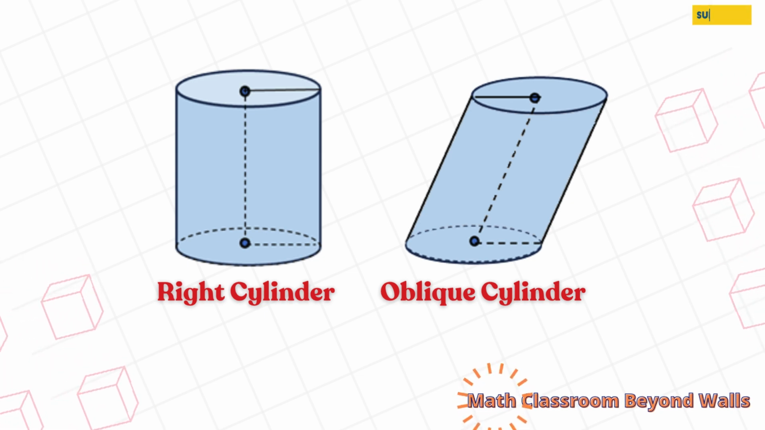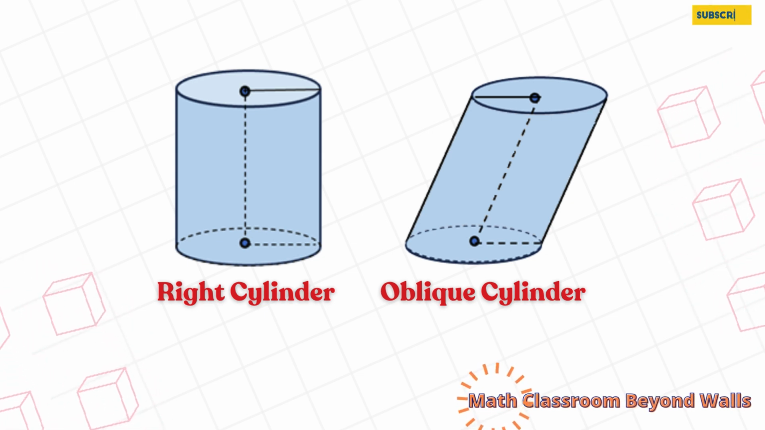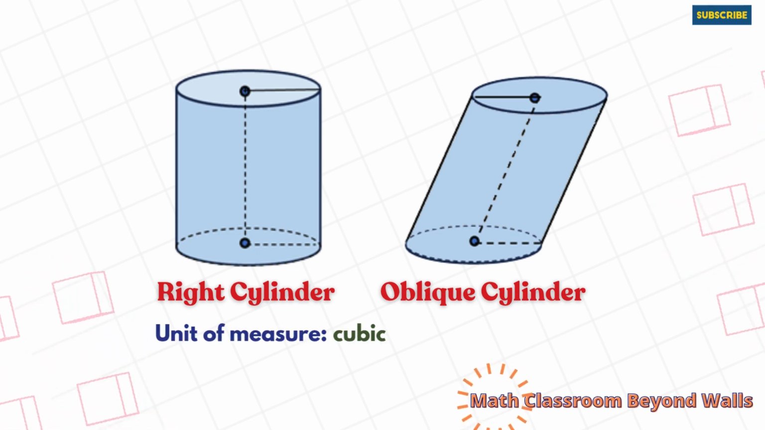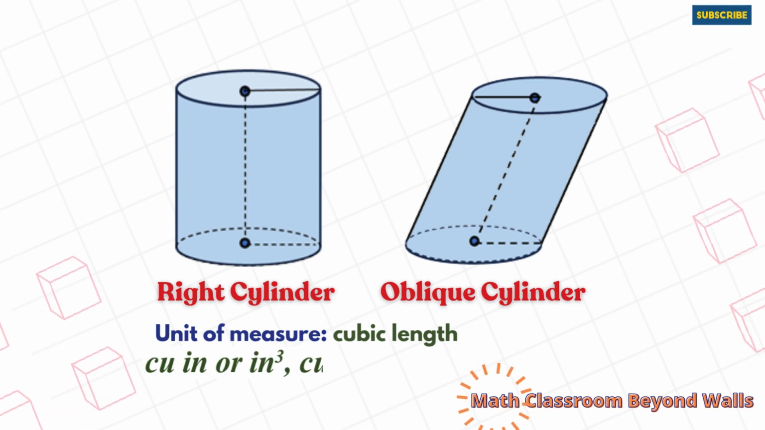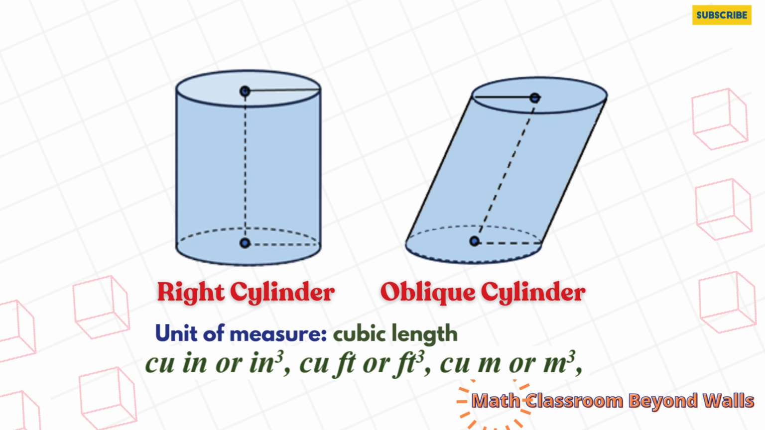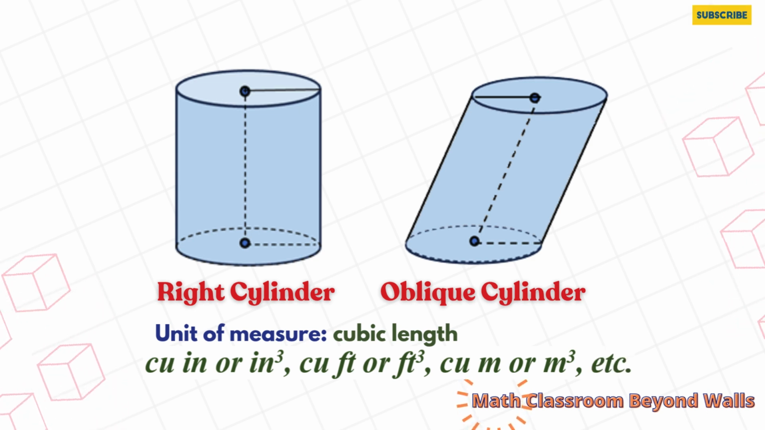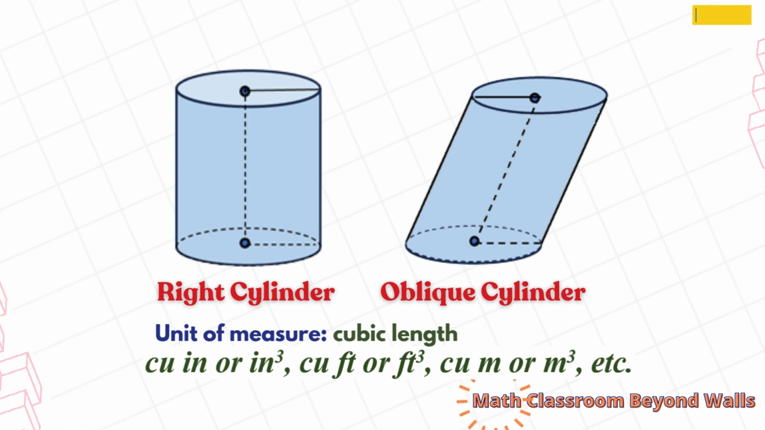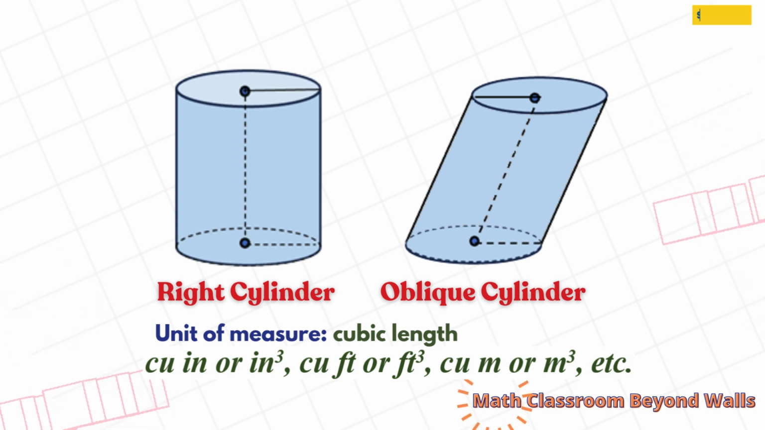Cylinders are three-dimensional. They have length, width, and height. Thus, their unit of measure is cubic units of length, like cubic inches, cubic feet, cubic meters, and so on. How do we measure the amount of space occupied by a cylinder? That is answered by getting its volume.